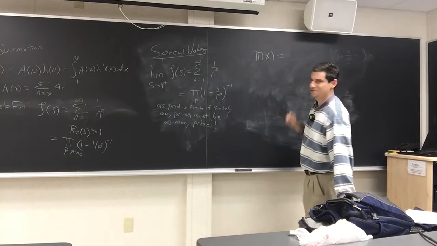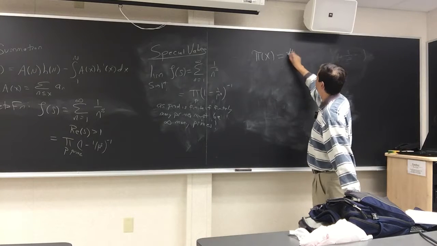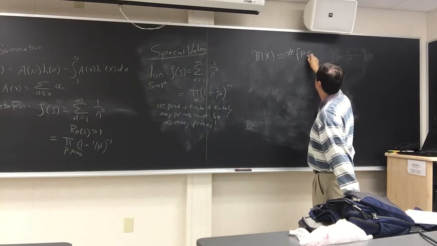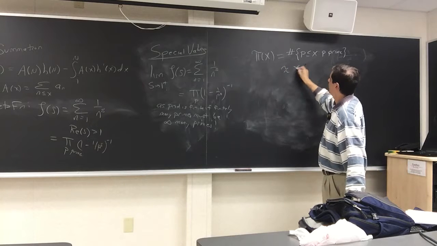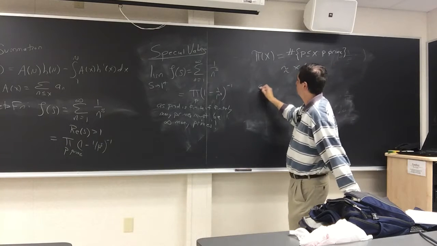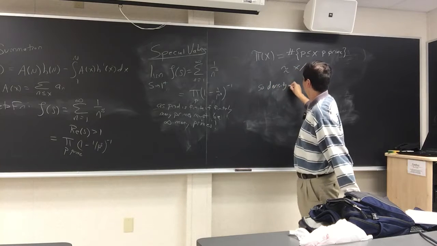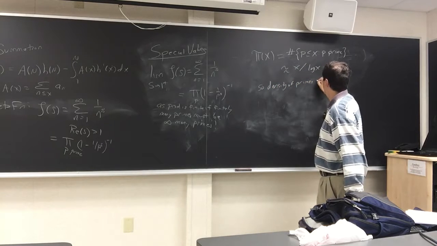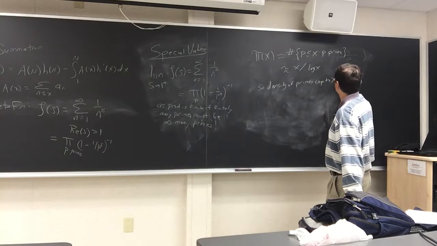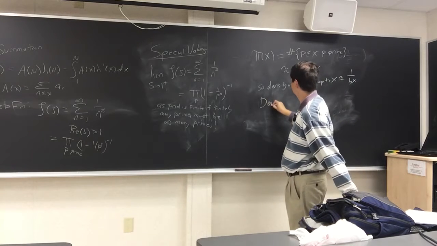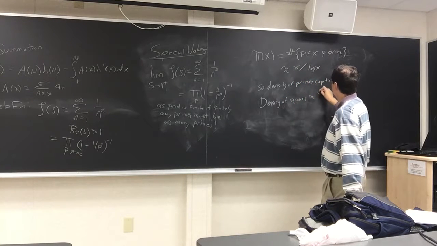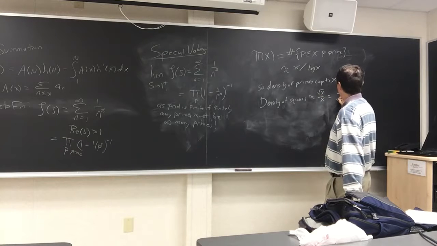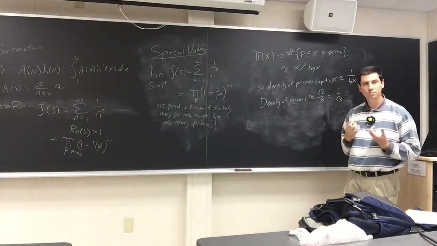So pi of x, different from the product symbol pi, is the number of primes p less than or equal to x, p prime. This is about x over log x. So the density of primes up to x is approximately 1 over log x. Density of squares is approximately square root of x over x, or 1 over square root of x. So there's a lot more primes than perfect squares.